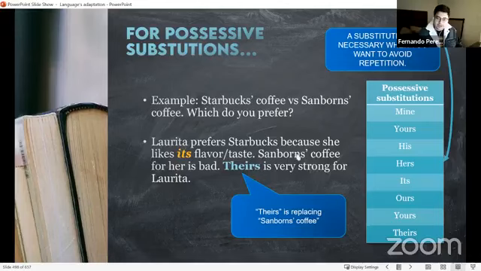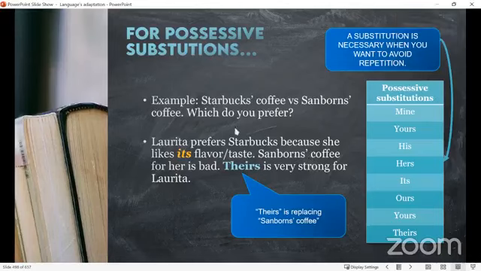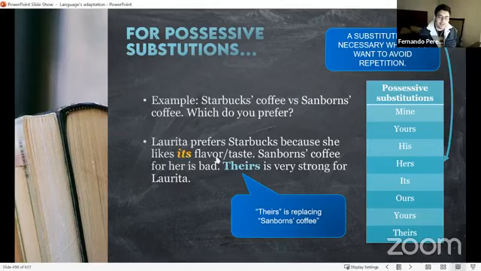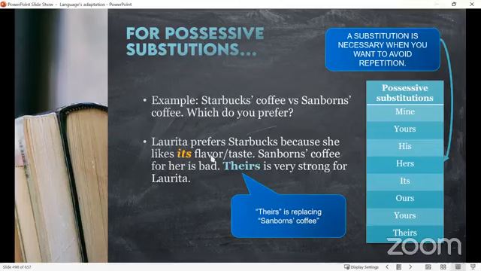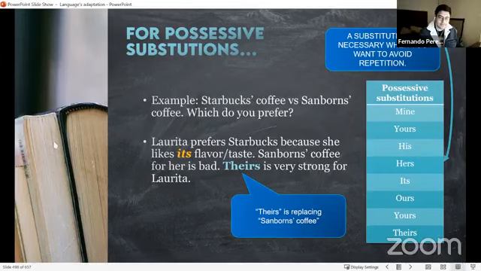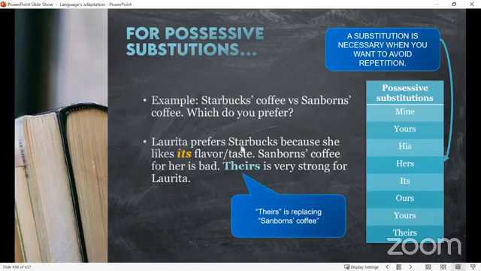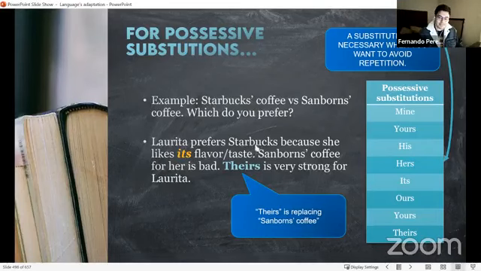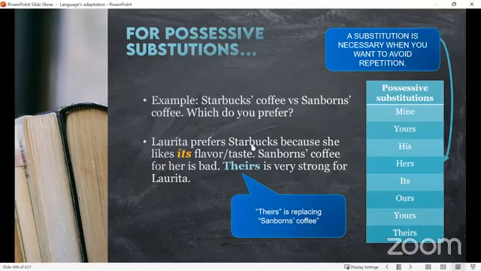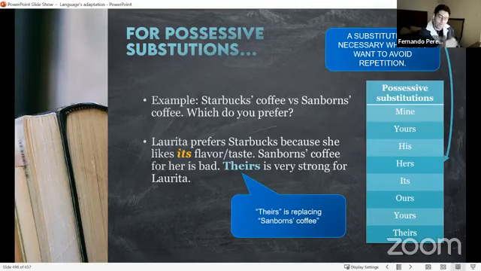Correct, exactly, because you are speaking about this. Is it the same example or another thing? That's a good question. In this case, whose flavor are we talking about? He's saying theirs and it's wrong. Whose flavor does Laurita like? Starbucks. Exactly. This its corresponds to Starbucks. Laurita prefers Starbucks because she likes its flavor. What flavor? Starbucks flavor.